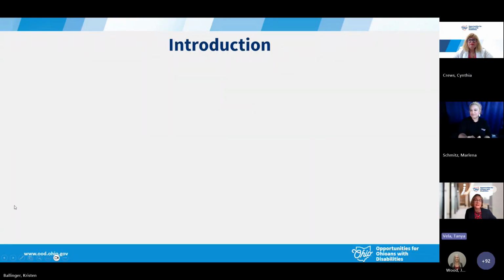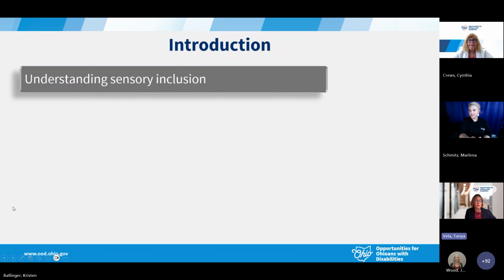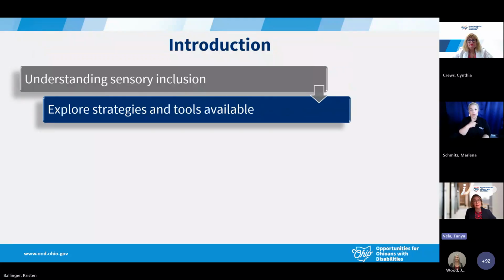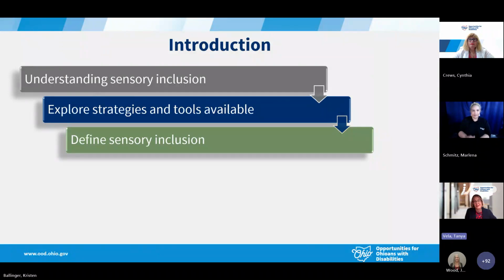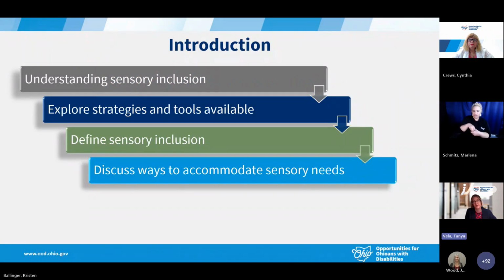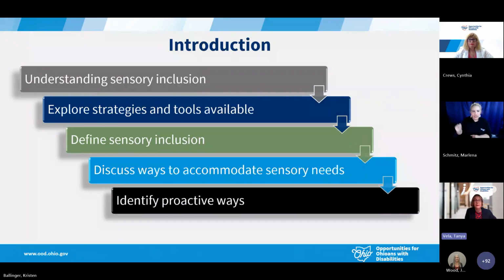Yes. The purpose of today's webinar is about understanding sensory inclusion and exploring strategies and tools available to make your workplace and community spaces more accommodating for everyone. First, we'll define what we mean by sensory inclusion. Then we'll discuss ways to accommodate sensory needs in various environments, like the workplace and community spaces. Finally, we'll identify proactive ways to create sensory inclusion in your work and community environments using universal design concepts. So let's start with defining sensory inclusion, understanding our senses, and discussing why this is so important.